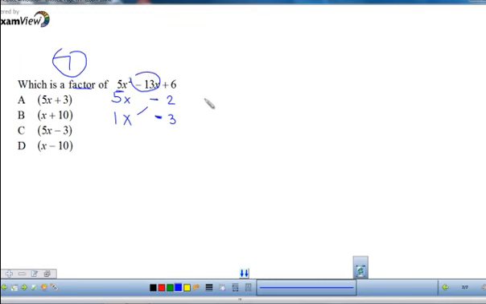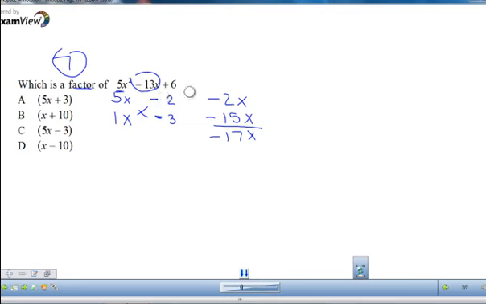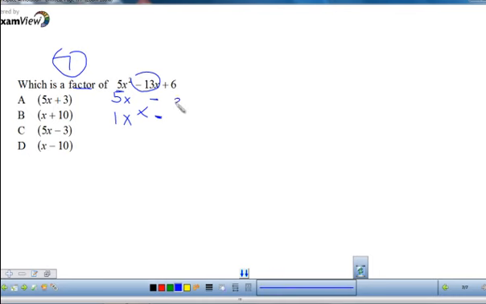So let's cross multiply. That's 2x. That would give me negative 15x. And together that gives me negative 17. Okay, so that's not it because I want the middle term to be negative 13. So let's switch them. So instead of 2 and 3, let's write 3 and 2.